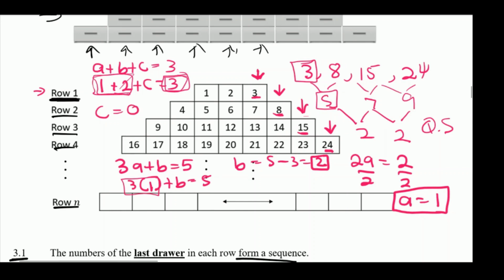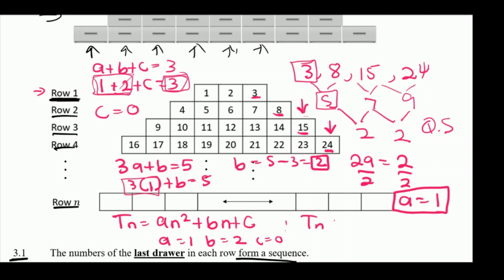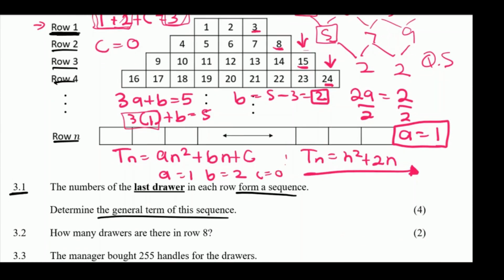And knowing the standard formula of a quadratic sequence, it's Tn equals an squared plus bn plus c, of which a we found to be 1, b we found to be 2, and c we found to be 0. So Tn is equal to n squared plus 2n plus 0. So we won't write 0. So this is the Tn that is required in this problem here in 3.1.